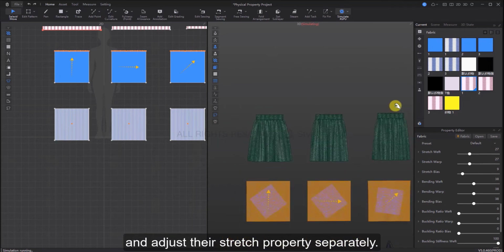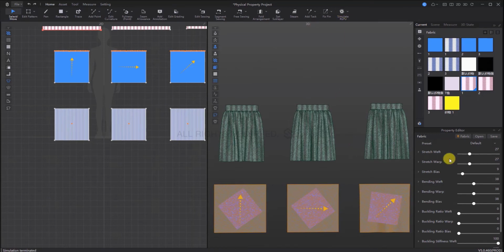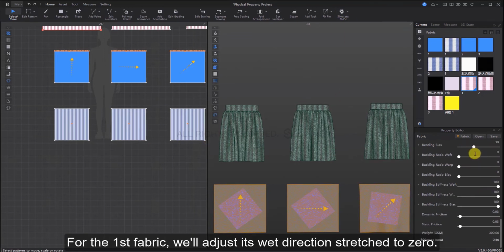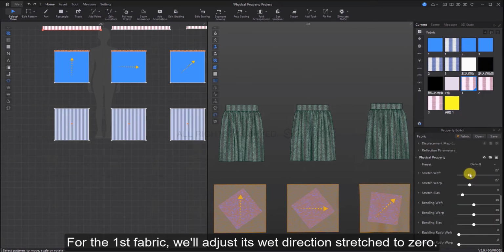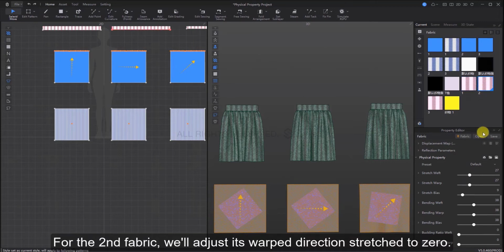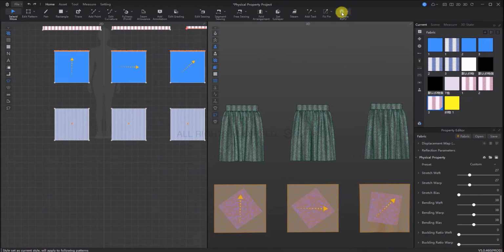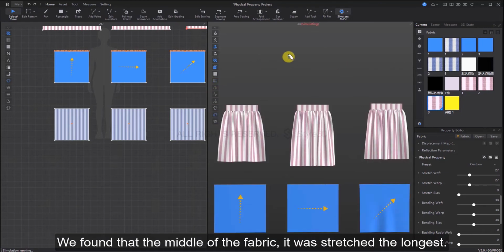And adjust their stretch properties separately. For the first fabric, we'll adjust its weft direction stretch to 0. For the second fabric, we'll adjust its warp direction stretch to 0. For the third fabric, we'll adjust its bias direction stretch to 0. We found that the middle of the fabric was stretched the longest.